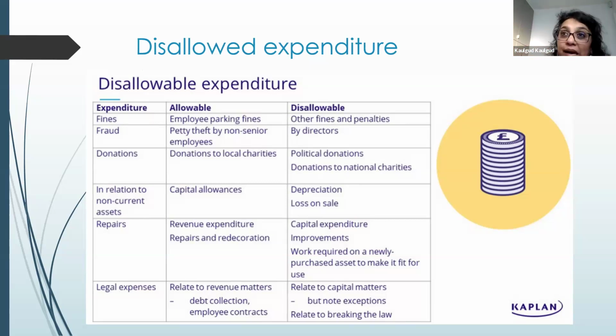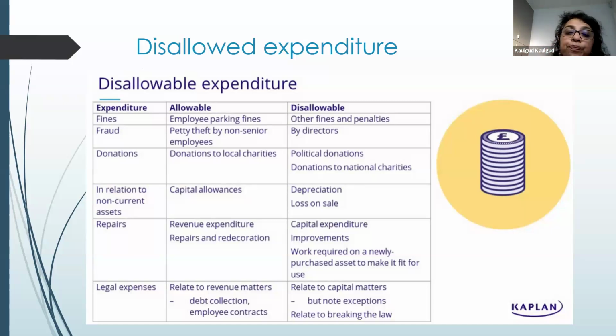Then the next one is repairs. What in repairs is allowable? If it is a revenue expenditure, so typically repairs to some windows that have broken or regular maintenance, all that is a revenue expenditure. So that is allowed. Repairs and redecoration is allowed.